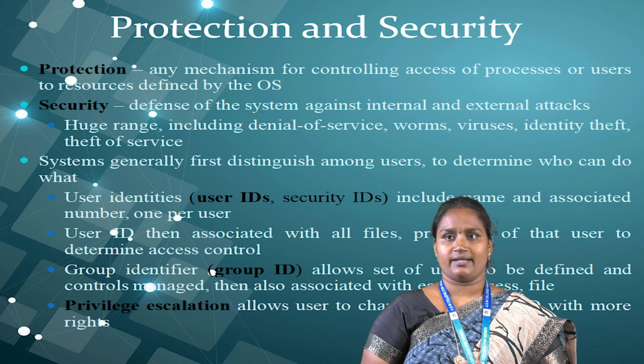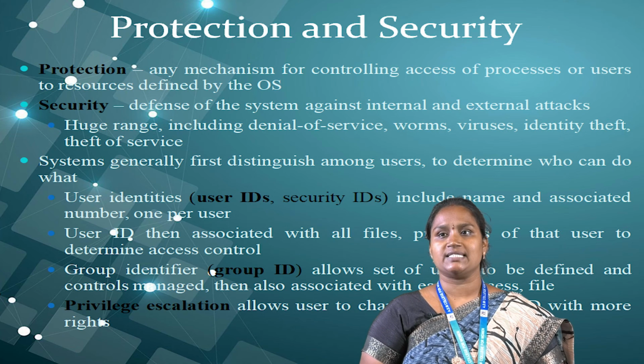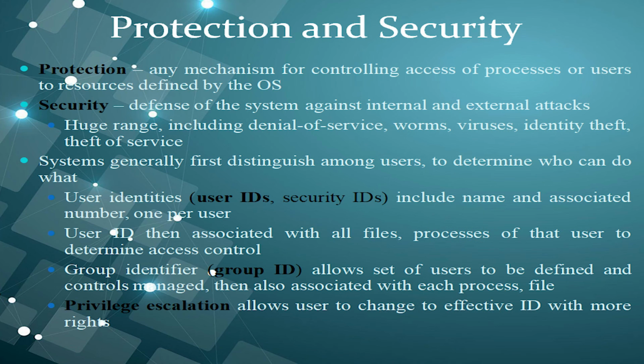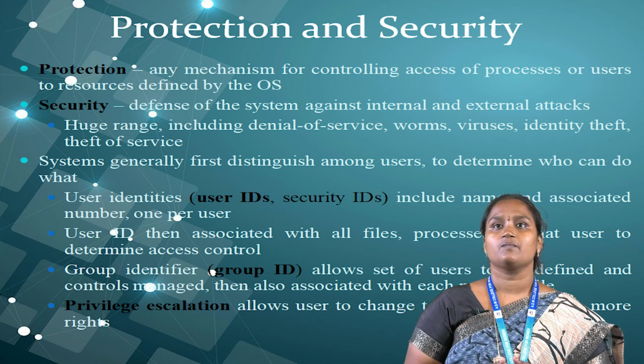User identities, that is, user ID and security ID, include the name and associated number. The user ID is associated with all files. Group identifiers allow a set of users to be defined and controlled, managing access to processes and files. Privilege escalation allows a user to change to an effective ID with more rights.